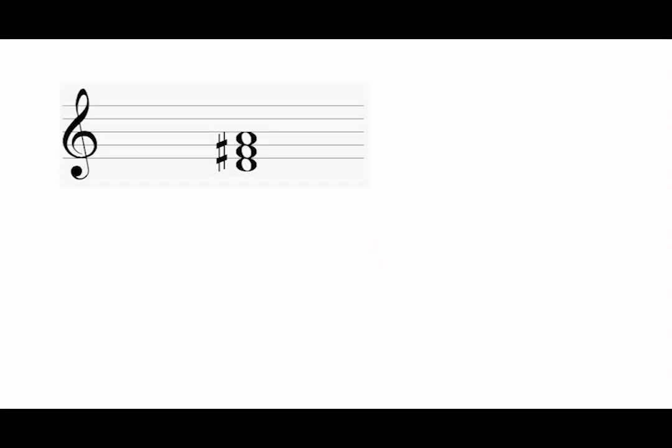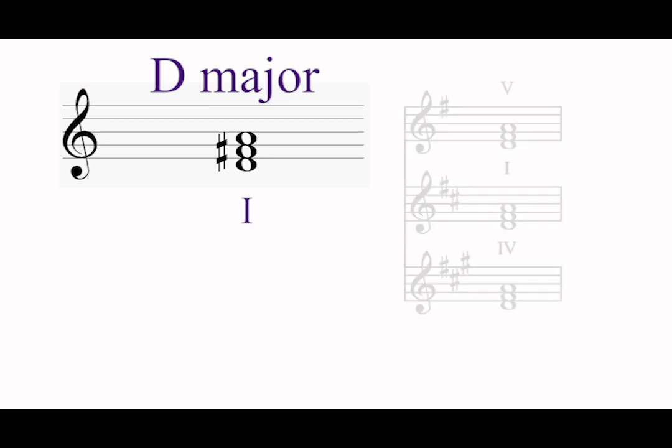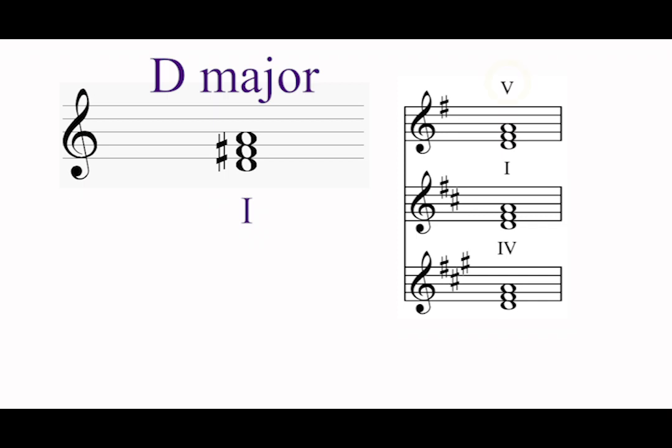Here we have a D major triad. Now in the key of D major, this of course is the 1 chord, but we also find the D major triad in other keys as well. For example, in the key of G major, this same D major triad is not the 1, but the 5 chord. It's common to both keys. Also, in the key of A major, this same D major triad is the 4 chord. It's common to both of those keys as well.